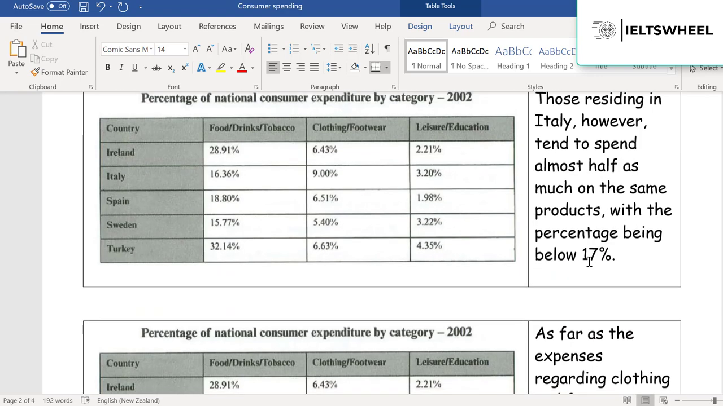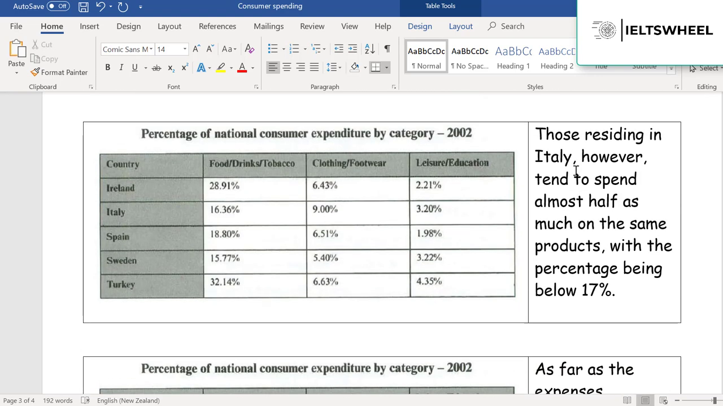Now let's move on. Those residing in Italy, however, tend to spend almost half as much on the same products, with the percentage being below 17%. So those residing in Italy.